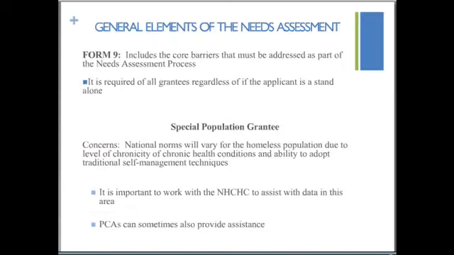One of the things that I'm sure many of us dread having to do repeatedly is the dreaded Form 9. This is the form in the grant application that addresses all the core barriers that are addressed as part of the needs assessment. It's required of all grantees. Doesn't matter if you're a traditional community health center or if you're serving a special population. Every grantee must respond to the same issues.